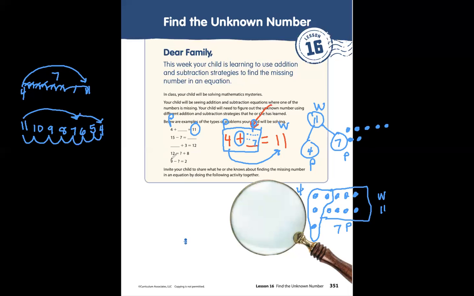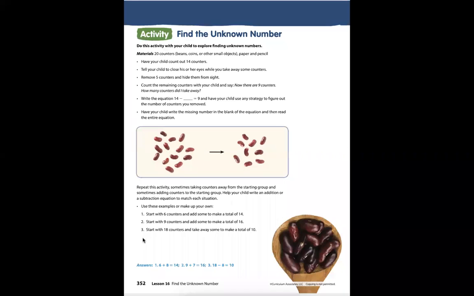Okay, so these are just a few ways that we can explore. When we move on to the next page, we're going to show you an example of what you can do to practice with your child at home. Okay, so on page 352, lesson 16, this is a different activity that you can do with your kids at home. Do this activity to explore finding unknown numbers.